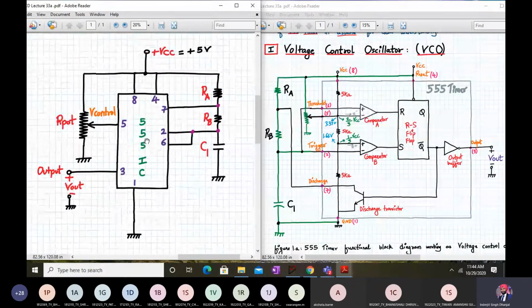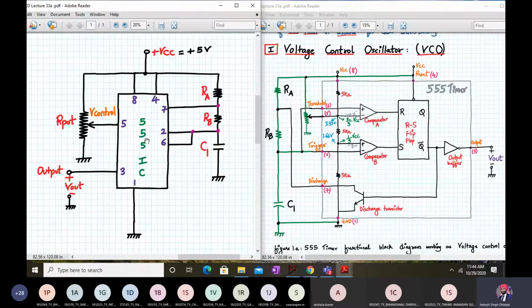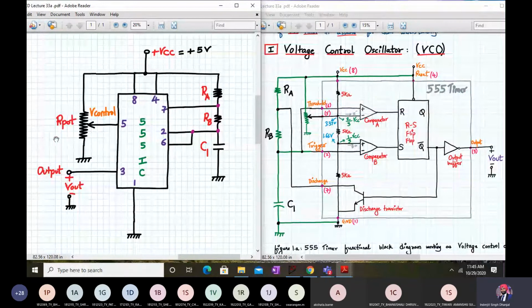Okay, so we all have seen this circuit before: RA and RB and C1. The capacitor charges via RA and RB, and it discharges via RB and the discharge transistor. We have seen this. In the astable mode, pin number 5 was connected to the ground via a capacitor. Right now, we have connected a potentiometer between VCC and the ground, and the variable terminal is connected to pin number 5.